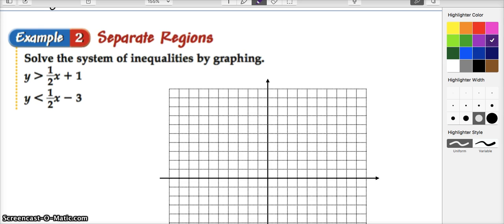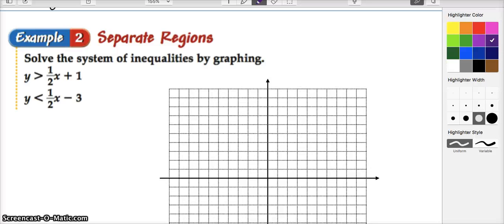regions. And one thing I'm noticing here is that the slope of both of these are the same, 1/2 and 1/2. And we remember the slope of the corresponding lines, the slope of the lines here. When the slope is the same, we know that the lines are parallel. So I can expect to have parallel lines here. All right, so let's get started.